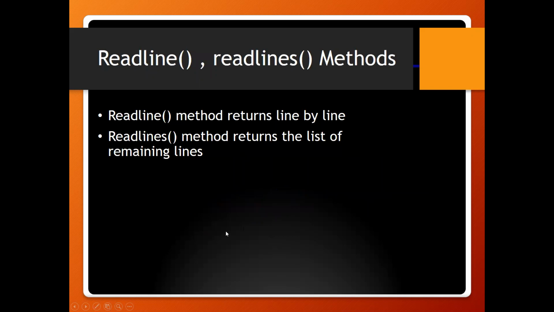Okay, guys, sometimes you might need to return line by line from your file. Then you need to use the readline method, which returns line by line. But if you use readlines, there is a difference: readline means a single line, and readlines means the method returns the list of remaining lines.